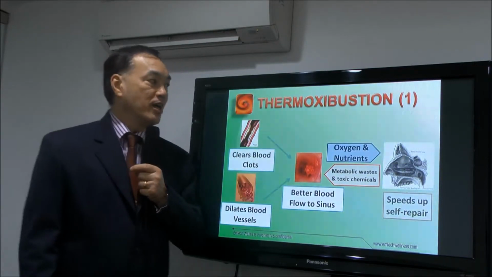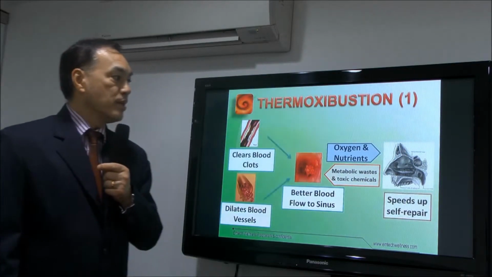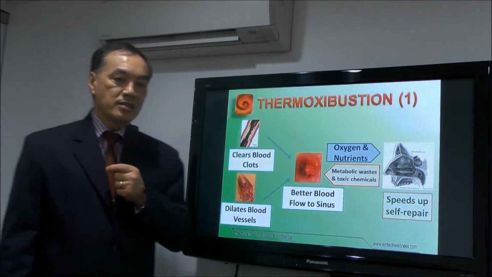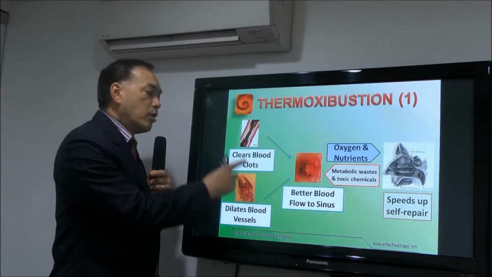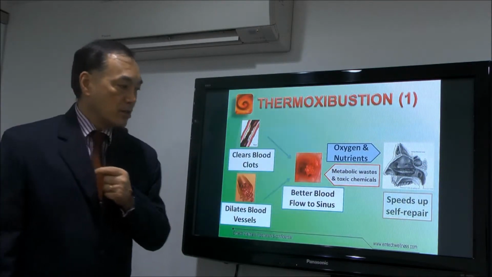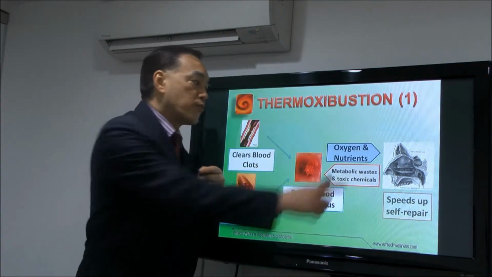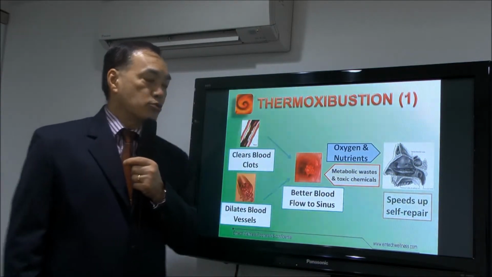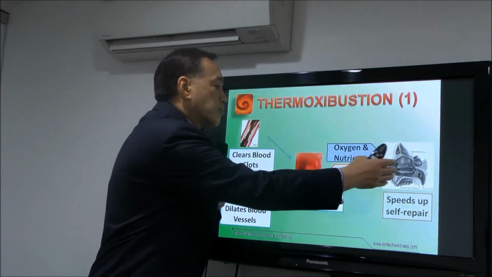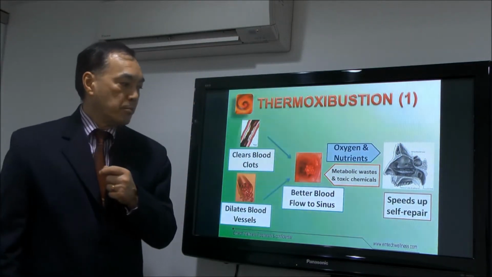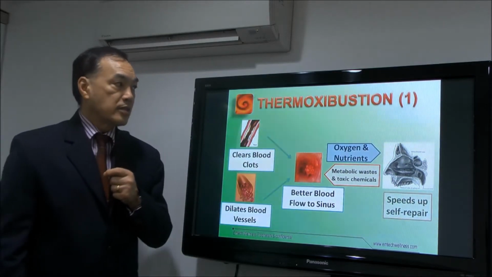Thermoxybustion is more peculiar. It's got two treatments in one. Thermo being thermal heat, which you can feel. It gets hotter and hotter when you apply a certain type of machine onto that nasal area, and this heat dilates blood vessels and helps even to clear some small blood clots, and therefore gives better blood flow to the sinus area. This means better transportation of respiratory elements like oxygen and nutrients to repair the condition, and more metabolic waste and toxic chemicals drained away by the improved blood flow, which speeds up self-repair and self-recovery of the sinus problem.